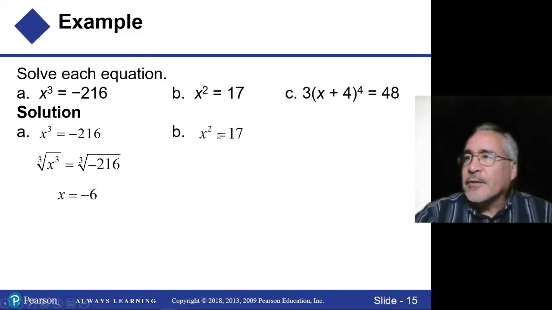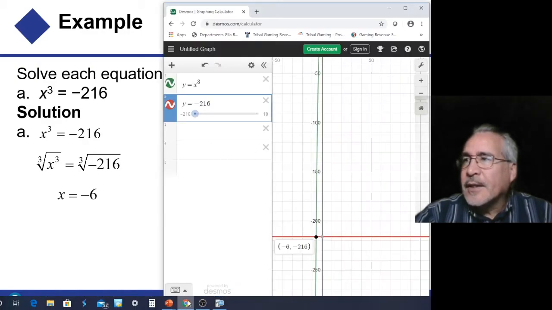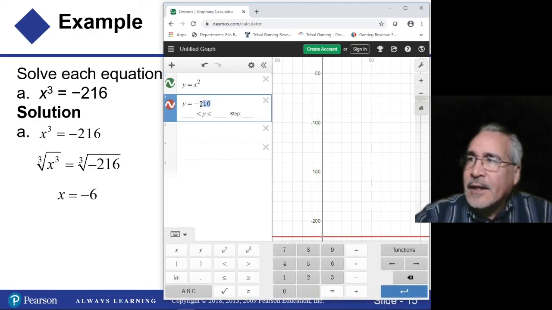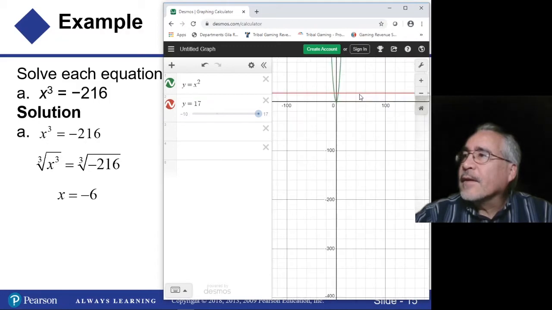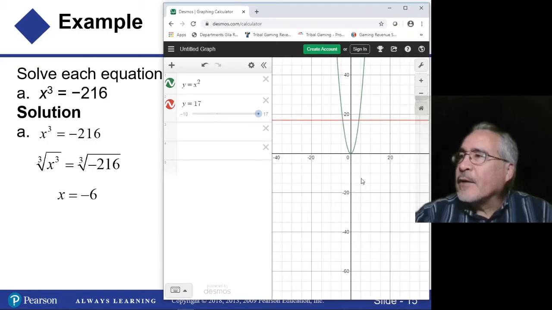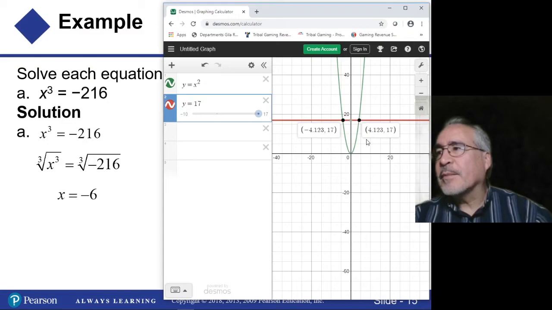Okay, x squared equals 17. Okay, take the square root of both sides. Now, watch this, because if you put a square root of 17 in there, you actually get two answers. So let me show you this one. So we've got, instead of x to the third, we've got x squared, and we've got 17 here. You see right away that there are two intersection points, two places that it intersects. So we know there's two answers.